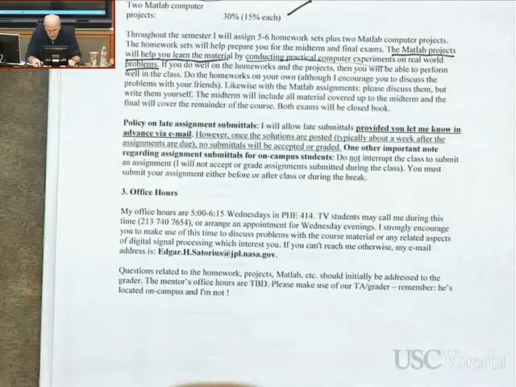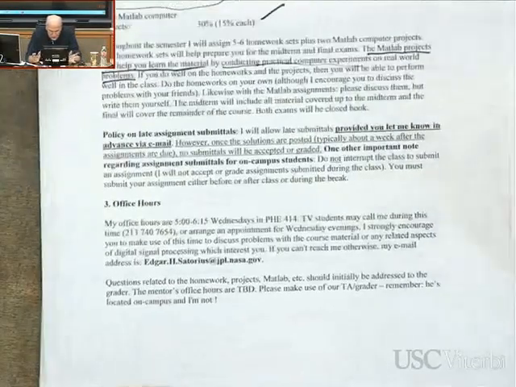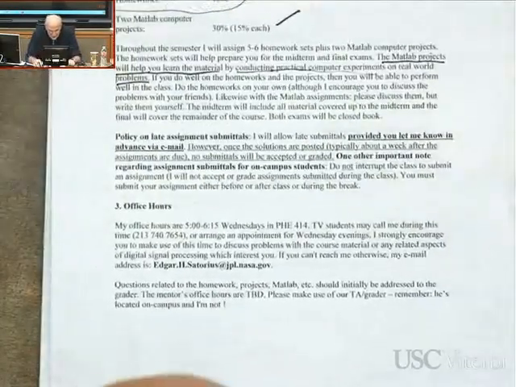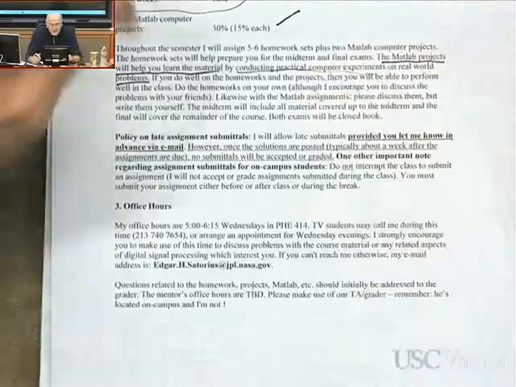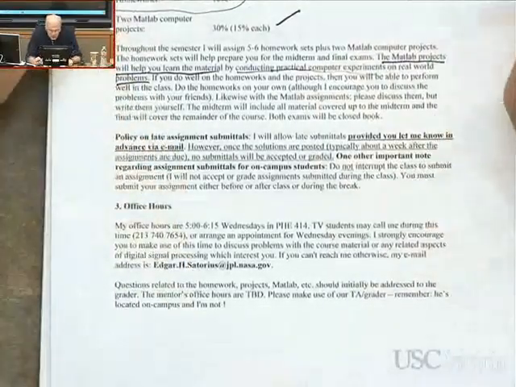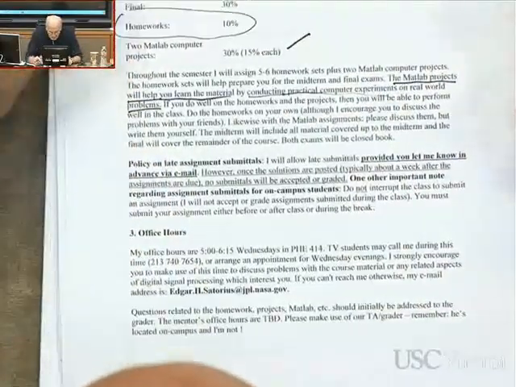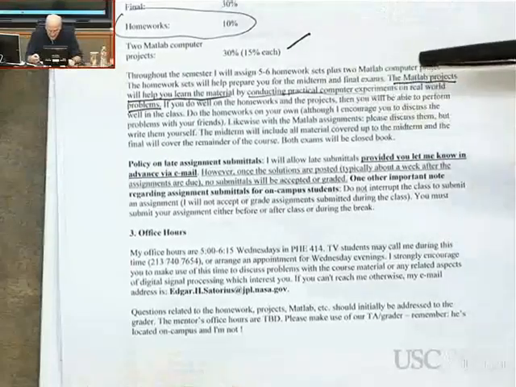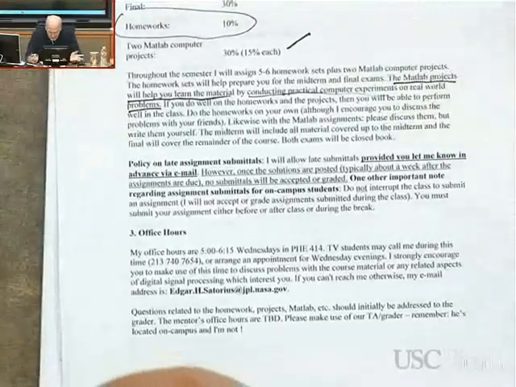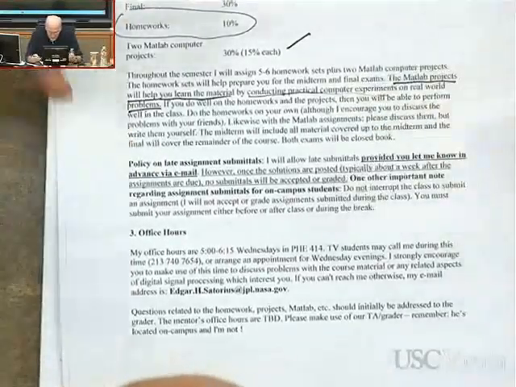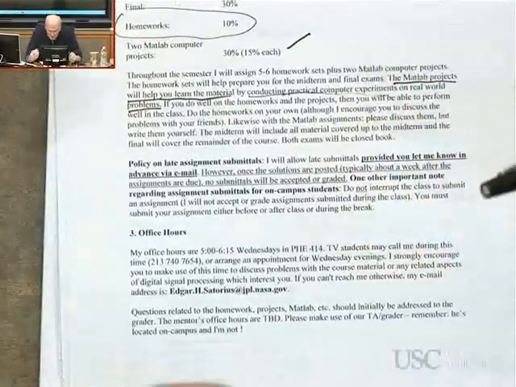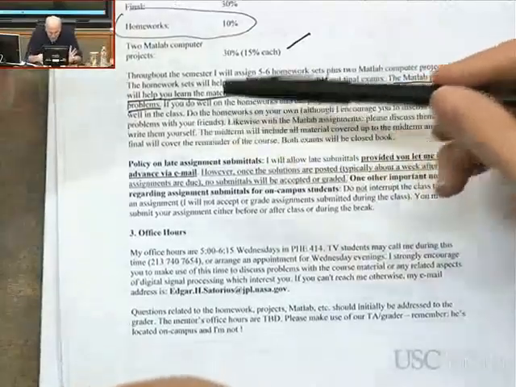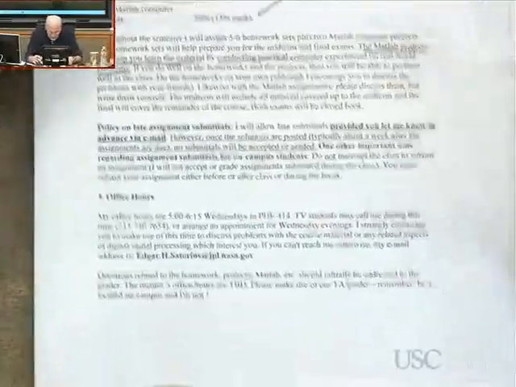You can certainly talk about the homework problems with your friends, or groups, if you want. I've always done this in the class. But the homework write-up, that I want you to do on your own. Likewise for the MATLAB assignments. Again, many students will discuss those with other groups, maybe in a study team or whatever. But again, you have to write up the MATLAB assignments by yourself.